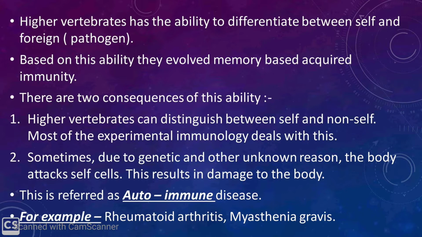Second, sometimes due to genetic or any other unknown reason, the body attacks its own cells. That results in damage to the body, which is referred to as autoimmune diseases. Examples of autoimmune diseases are rheumatoid arthritis, myasthenia gravis, etc.